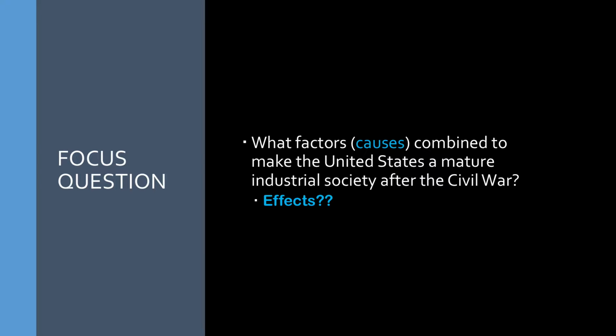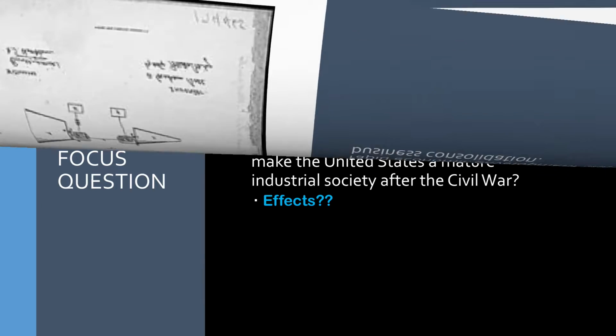What factors or causes, right? We do cause-effect all the time. Combined, so more than one cause you need to look at, to make the United States a mature industrial society after the Civil War. And then always think of the effects, both positive and negative, that will happen as well. Well, let's get right into it.